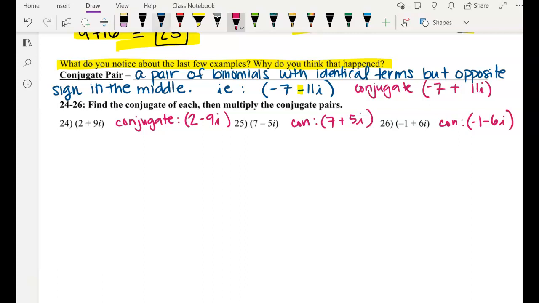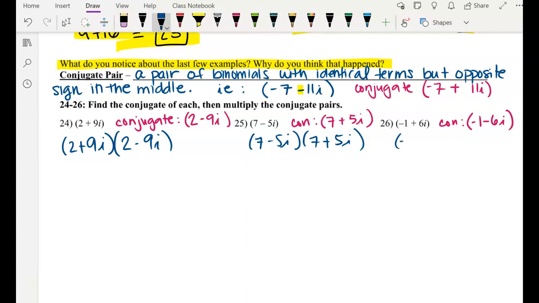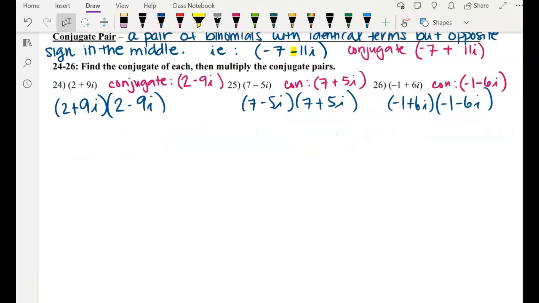Okay, and then the next part says now multiply those. So let's write them together and multiply. 2 minus 9i over here, 7 minus 5i times 7 plus 5i over here, negative 1 plus 6i times negative 1 minus 6i. Okay, I'm going to do 24 and 26 with you, and I will leave you to do 25. You ready?